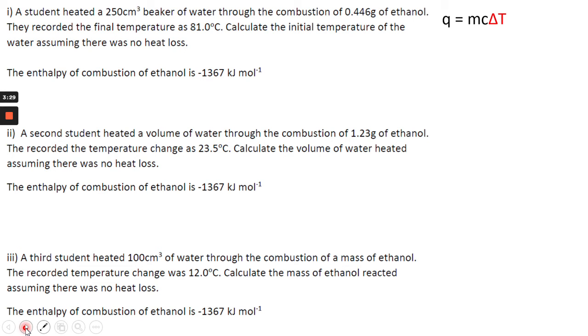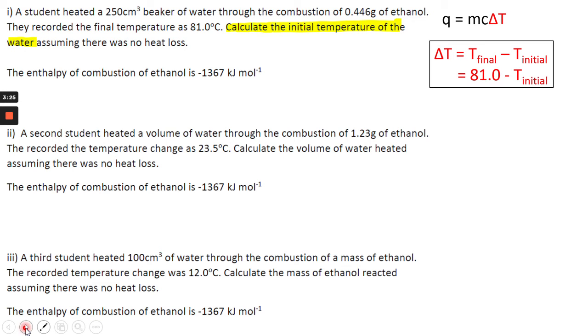I've highlighted ΔT because they want us to work out the initial temperature of the water. So to do that, you need to think about what ΔT represents. It represents a change in temperature. They said they recorded the final temperature as 81 degrees C. So 81 take away the initial temperature is going to be the change in temperature. So that's what we're trying to isolate. To do that, we've got to find Q. Now the problem is we don't have the temperature change to do that. So therefore we've got to come at it a different way.